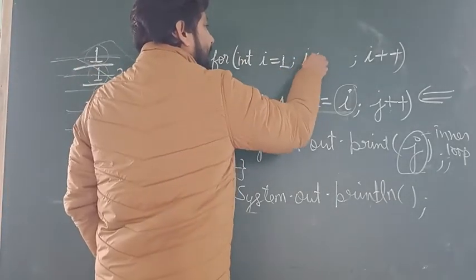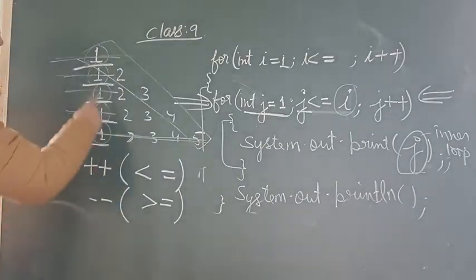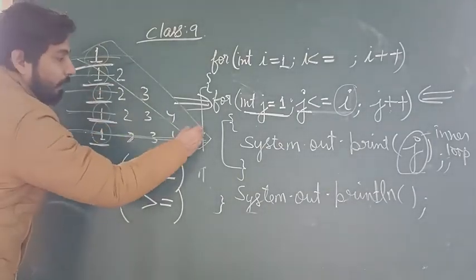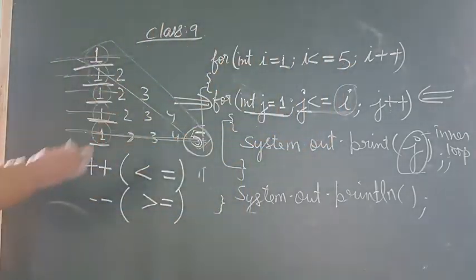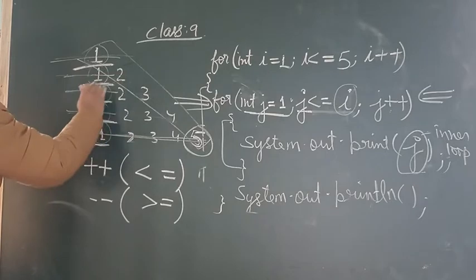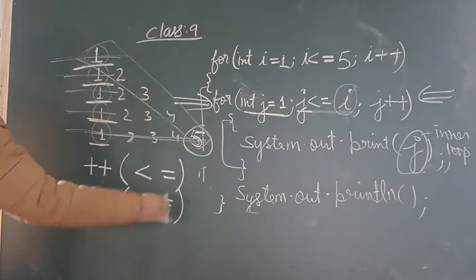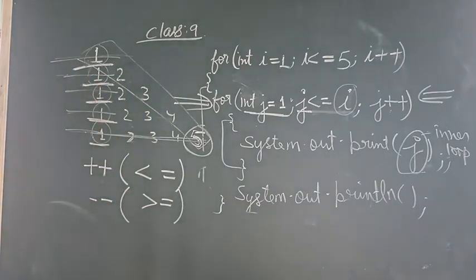So i is less than or equals to... Now till where we have to reach? Till 5. So your answer will be 5. So this is your program that is going to print 1, 1 2, 1 2 3, 1 2 3 4, 1 2 3 4 5. This is your pattern based question, and in this manner you have to do it.